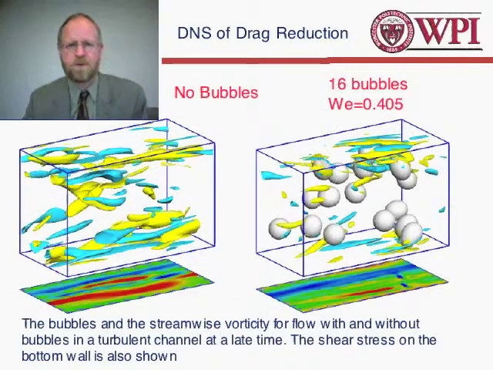In this slide, we take a closer look at the effect of the bubble on the vorticity. In addition to the bubbles, we plot the streamwise vorticity colored according to the rotation of the vortices. So yellow rotates one way, blue rotates another way. We also plot the wall shear stress on the bottom wall below each figure. Obviously, red is high shear and blue is low shear. It is clear that the presence of the bubbles has modified the streamwise vorticity significantly. In particular, it's a lot smaller than in the case without bubbles.